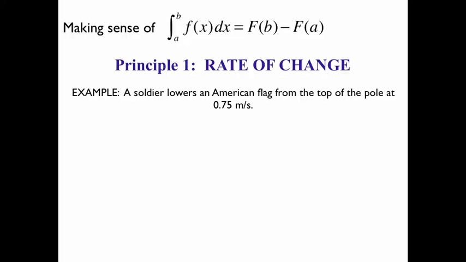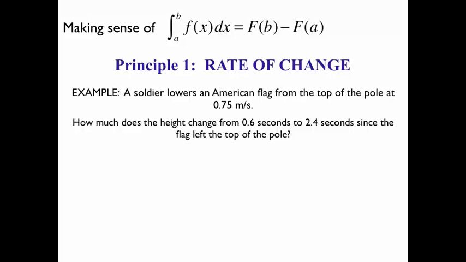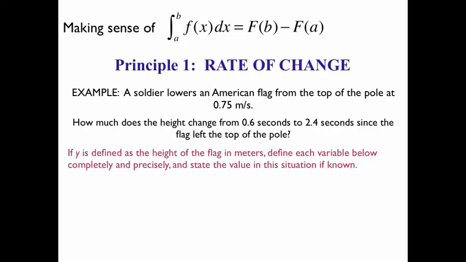New example. A soldier lowers an American flag from the top of the pole at 0.75 meters per second. How much does the height change from 0.6 seconds to 2.4 seconds since the flag left the top of the pole? Okay? If y is defined as the height of the flag in meters, define each variable below completely and precisely and state the value in this situation if known. Okay? So it's the same exercise again, but I'm telling you what y is.